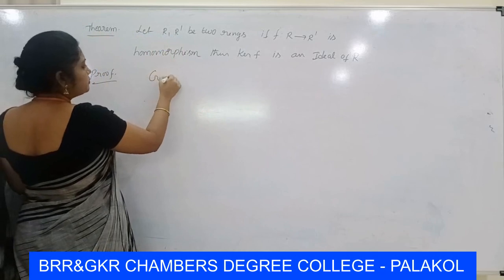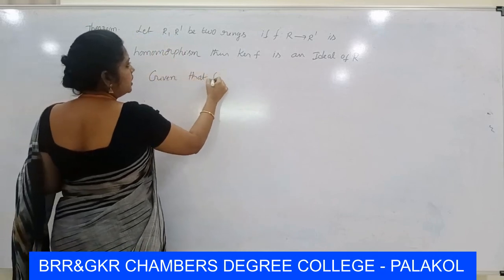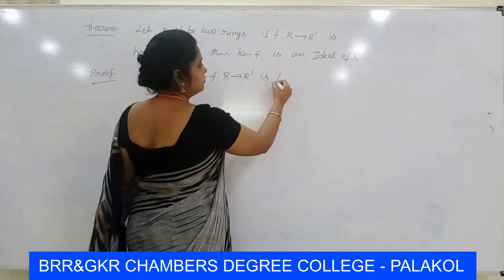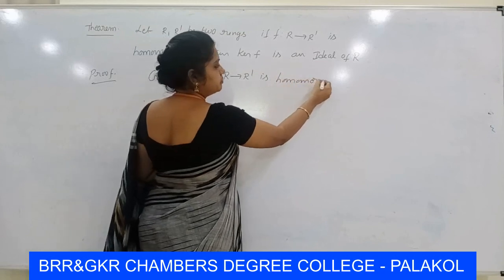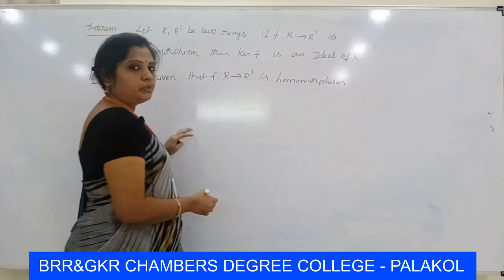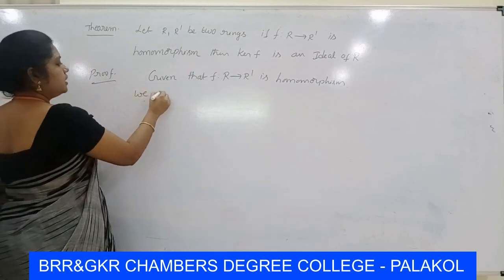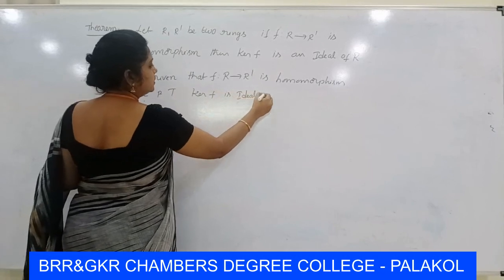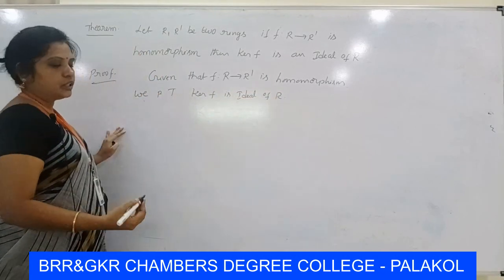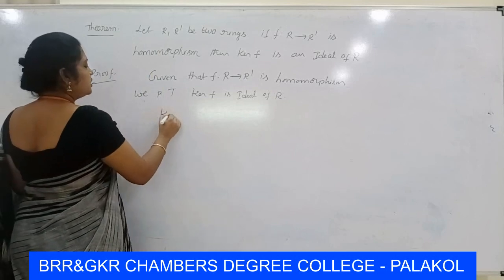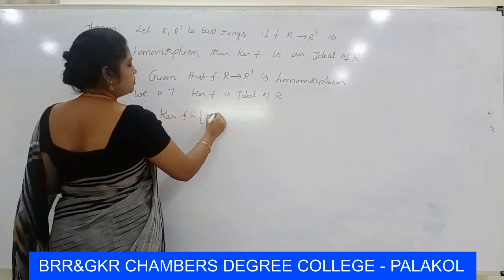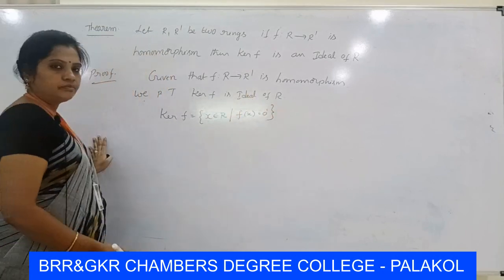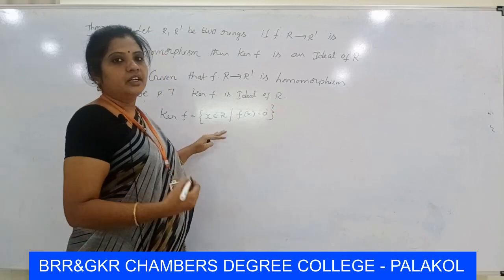Given that F maps R to R dash is a homomorphism, we prove that kernel F is an ideal of R. What is kernel F? By the definition, we write kernel F equals x belongs to R such that f of x equals 0 dash. We have to prove this set is an ideal of R.